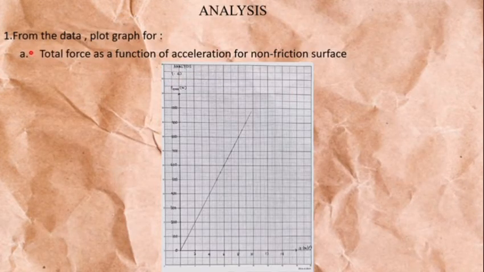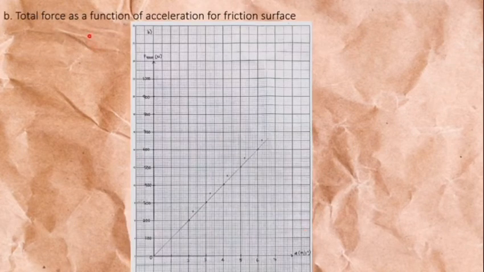Analysis. Number 1, from the data, plot a graph for total force as a function of acceleration for the non-friction surface. So this is the graph of F total versus acceleration for the non-friction surface. B, total force as a function of acceleration for the friction surface. This is the graph of F total versus acceleration for the friction surface.